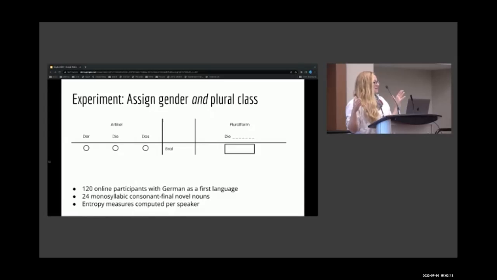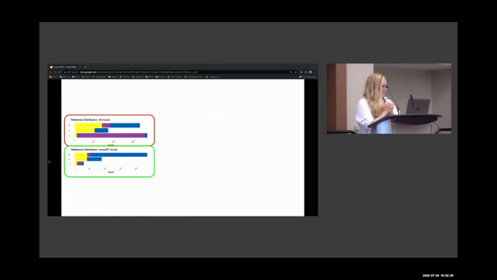This is using the same set of 24 monosyllabic nouns that earlier studies have used, where they found mixed results on gender. And so we basically just take the distribution over those 24 nouns and use this to compute these entropy metrics for each speaker. And so now we will move to the results.